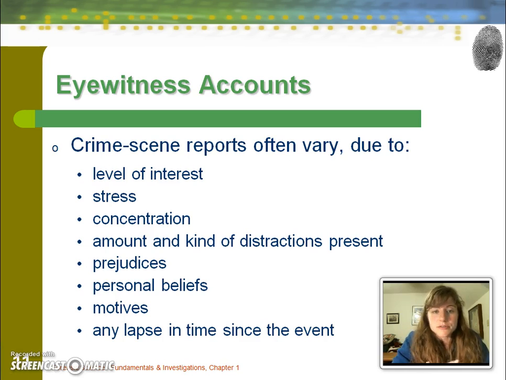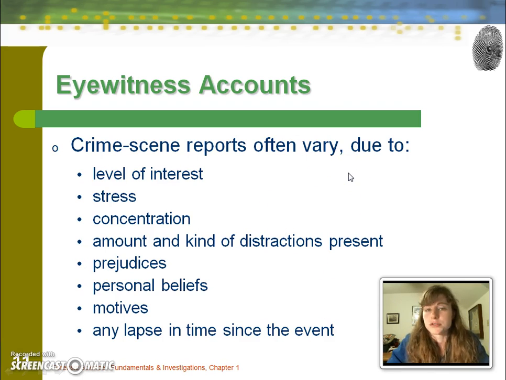Further, crime scene reports will vary based on these factors: level of interest of the observer, stress level, concentration, what kind of distractions may be present, and this is a big one, any prejudices that observer may have. Even accidentally, if you have a prejudice surrounding a certain people group, then your mind might fill in gaps based on something that person didn't really do. And so it's important to be aware of those prejudices, personal beliefs, and any motives surrounding that eyewitness.